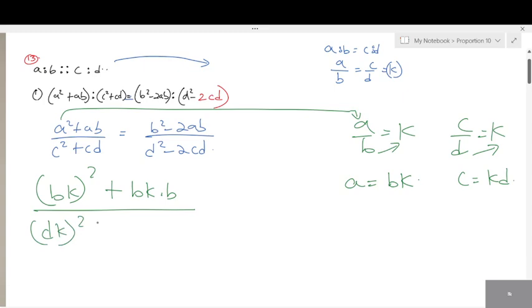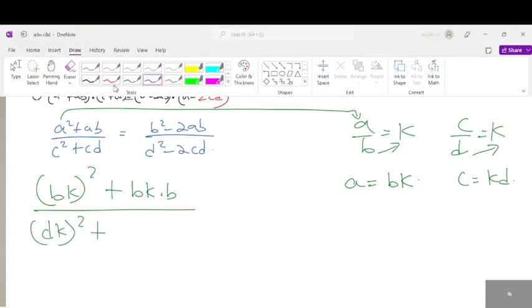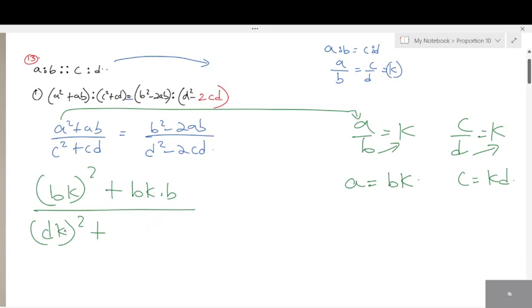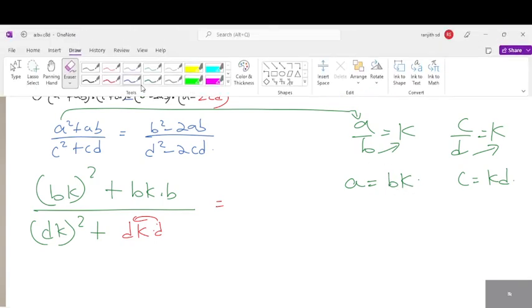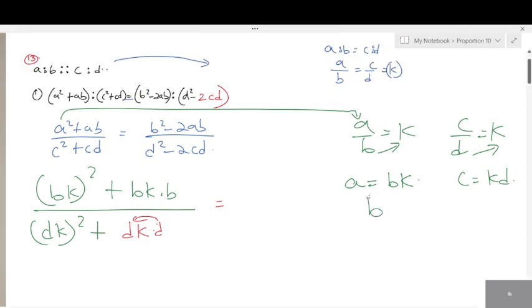Dk the whole square plus, according to alphabetical order, dk the whole square, and again for cd what do you write? Dk into d. So what is d into d? D square. Okay, replace the next one. Next one, b square. Now I need b square. What will you replace b square with? B. I need to replace b, students. How will you replace it?